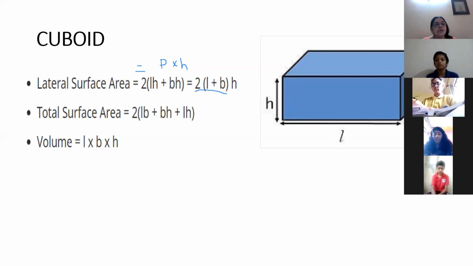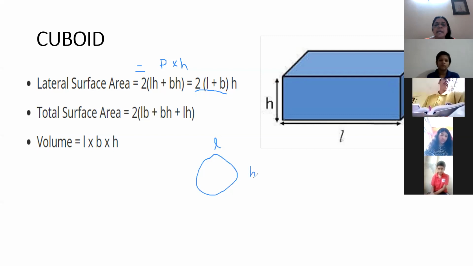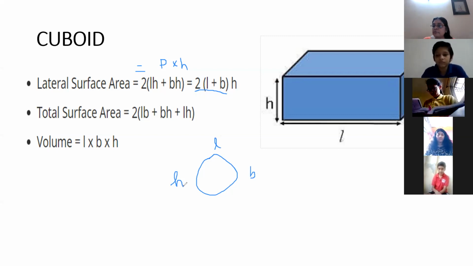Okay. So now TSA, total surface area, can be written as 2(LB plus BH plus LH). Now how to remember this formula? See, make a circle. Here you write L, here you write B, and here you write H. Fine. Now, as there are top and bottom, if you see your house, then your flooring part and ceiling part are same. The measurements are same. Two opposite sides of your walls are same.